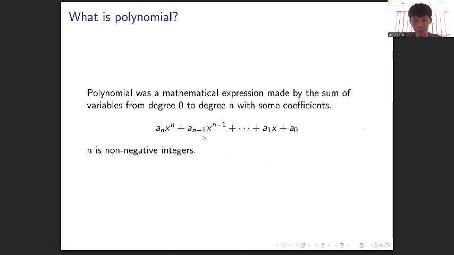You might ask how a polynomial can be divided by another polynomial. This is actually possible, and this is what we're going to talk about next.